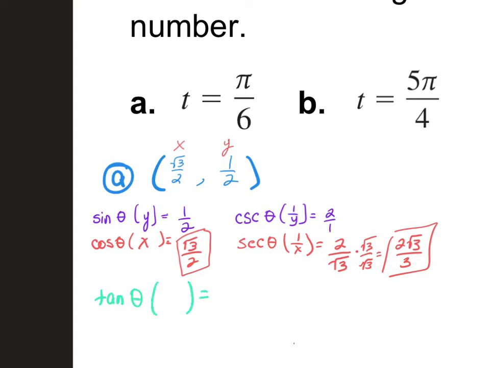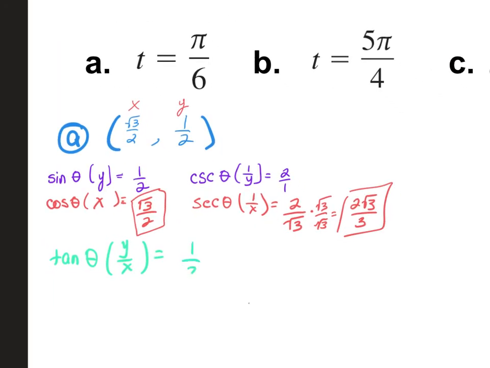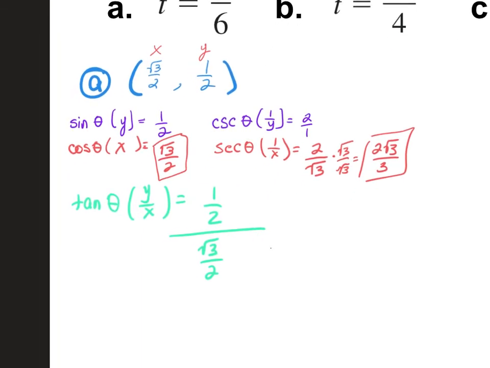What's the ratio that I remember for tangent of theta? X over y or y over x? Y over x. What is your y value? 1/2 divided by, what's your x value? Root 3 over 2. Guys, this is super easy to make a mistake. So just take your time. Be like, okay, did I do y over x? Did I put the right thing over the right thing? And now we can fix it.